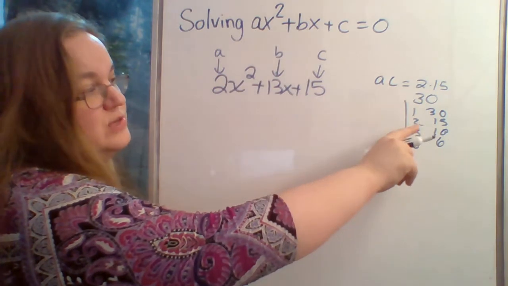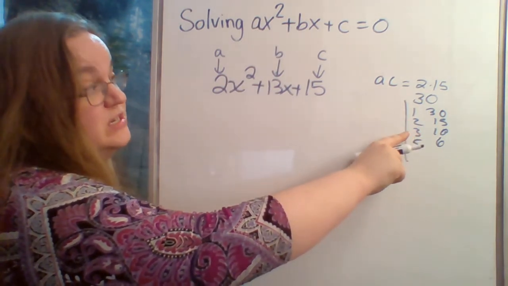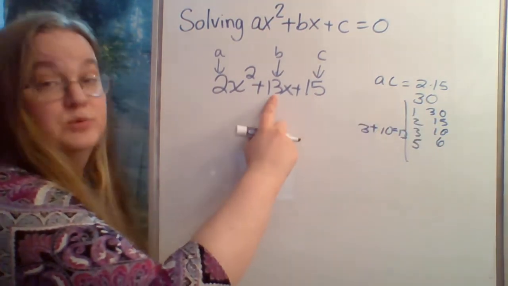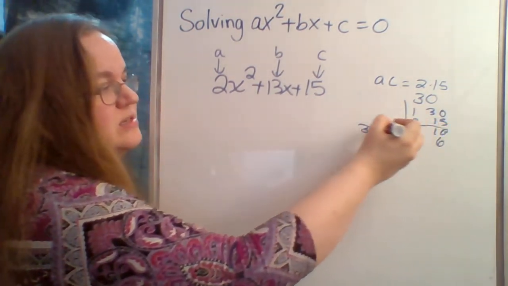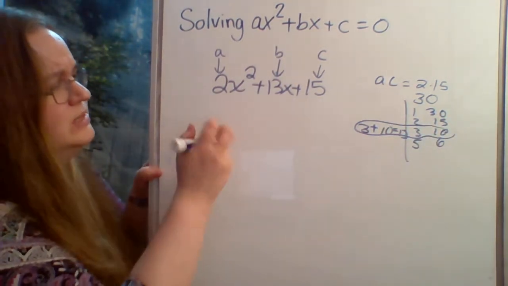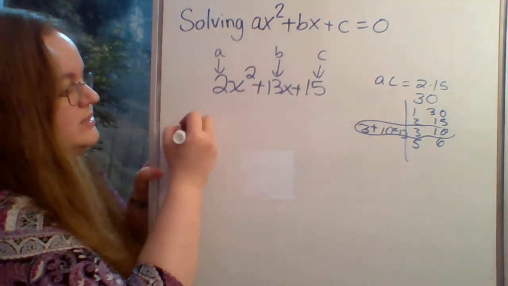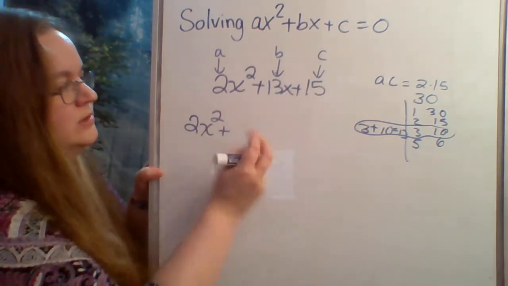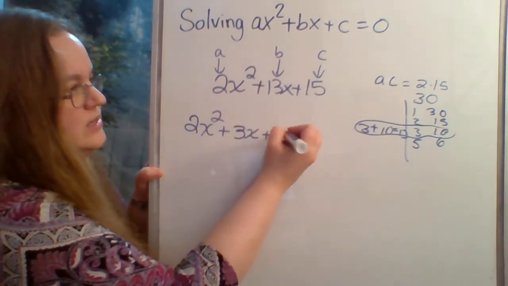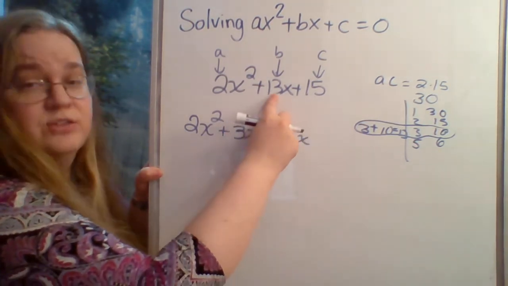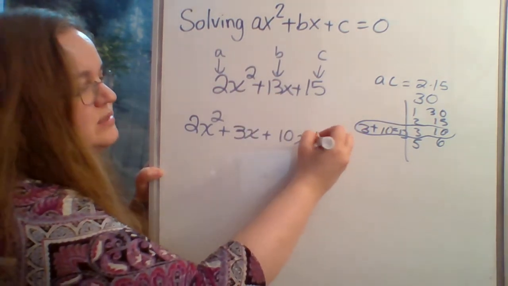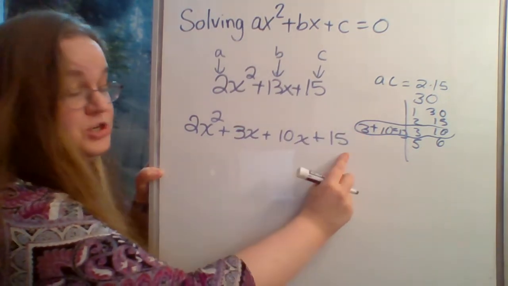And I'm looking for one that adds together to give me b. So if you look, that's 31, 2 plus 15 is 17. 3 plus 10, however, is 13, and that equals what b is. So these are the numbers I need. So what I'm going to then do is rewrite this using these numbers, 3x and 10x. So instead of 13x, I just broke it up into those 2 terms, the 3x and the 10x, so that I have my 4 terms.